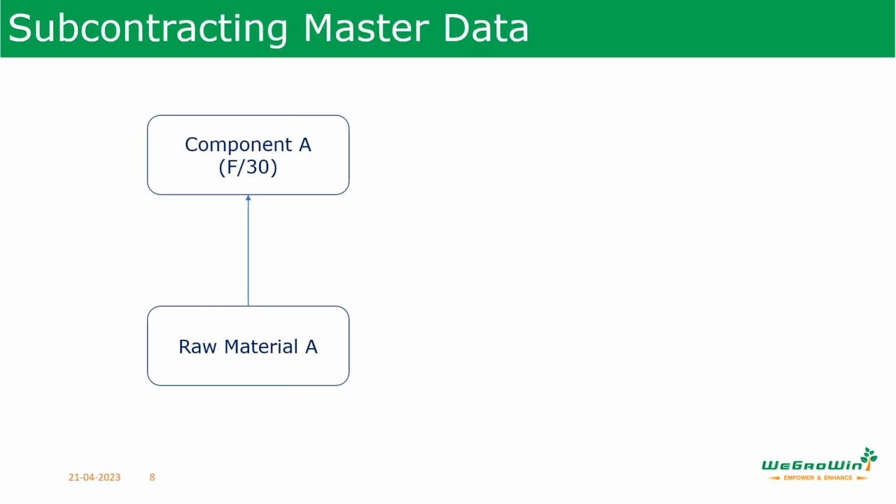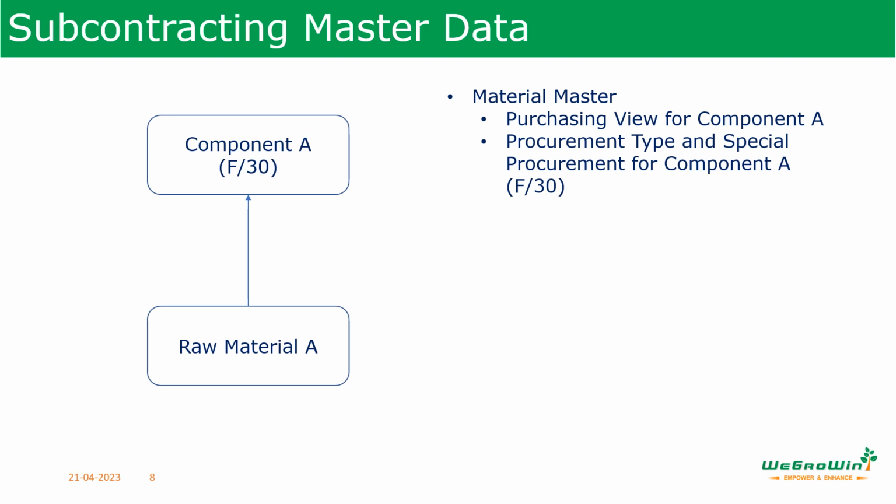Let us discuss the master data required to perform the subcontracting process. There is a need to convert raw material A to component A. To execute the subcontracting process, the master data required are: first, we have to create the material master for raw material A and component A. In this, component A should have procurement type F and a special procurement type 30 in MRP2 view.